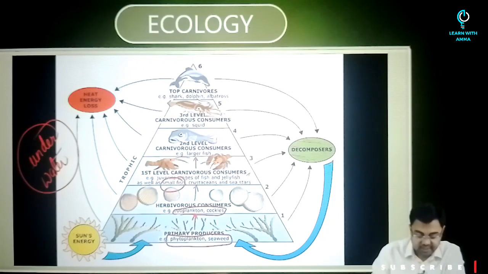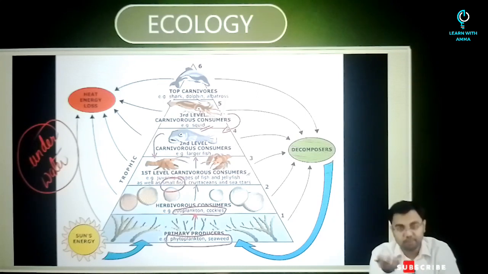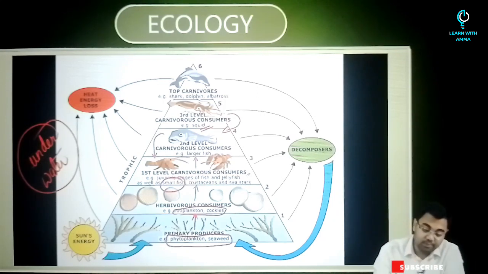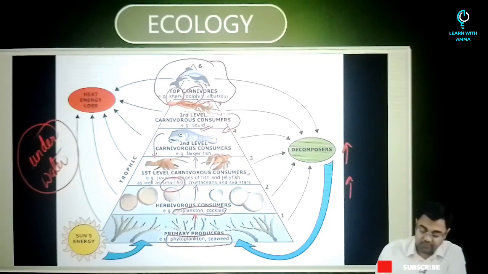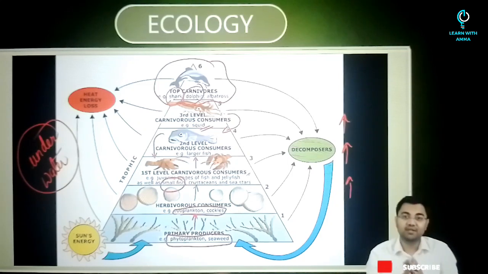Then from there you move on to larger fish, which consume these fish, and from there you get to even larger consumers, which is something like a squid, which can feed on even bigger fish. And from there you may go to the top carnivore, which can be a shark, a dolphin, or an albatross. All these are higher level consumers. So as we move through these trophic levels, the amount of energy that they get starts to get reduced from each and every organism.